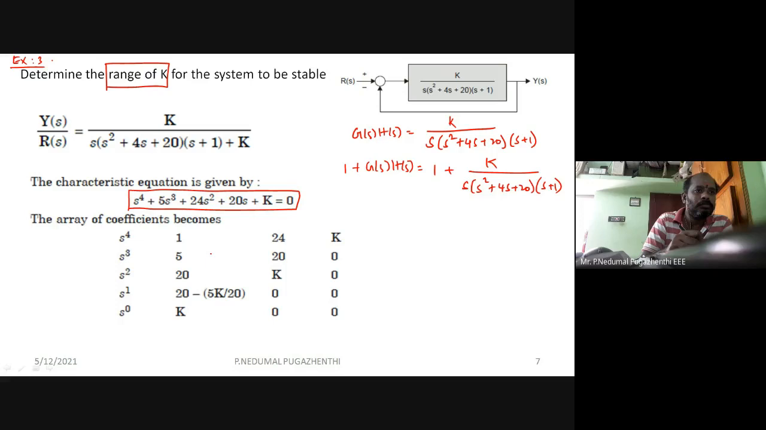If I reduce this S cube, what will I get? Instead of 5, I will have 1, and instead of 20, I will have 4. So 24 minus 4 divided by 1 is going to be 20. Then 5K minus 0 divided by 5 gives me K. Then I will multiply, using these two, 20 into 4 minus K divided by 20.